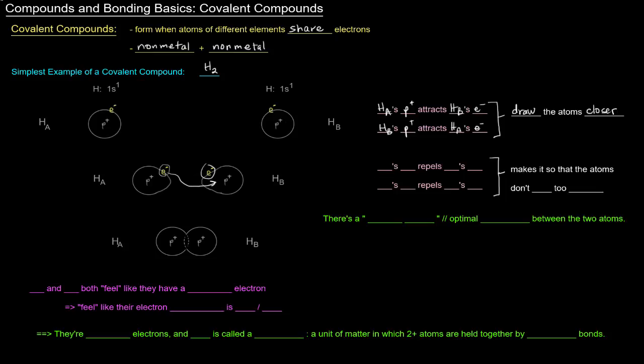Now you might be thinking, wait, if this is happening, that means that these electrons are getting closer together, right? And so are these protons. That can't be good, right? Because like charges repel. And that's true. So there's an attractive force between the opposite charges, but there's a repulsive force between the like charges. So we just said that HA's proton attracts HB's electron, and HB's proton attracts HA's electron. That draws the atoms closer. But at the same time, HA's electron is repelling HB's electron.